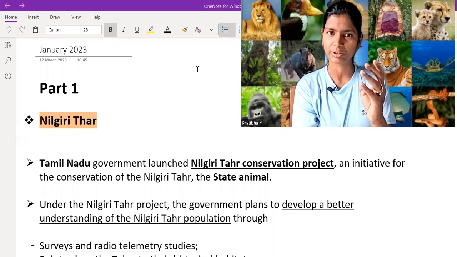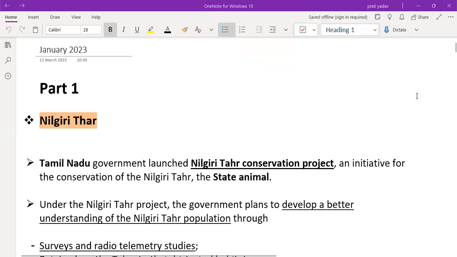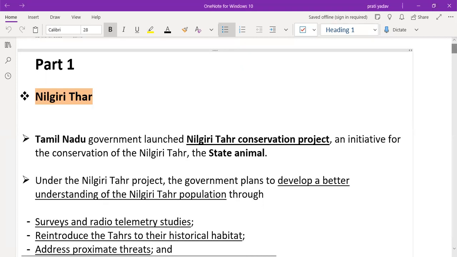In GS3, we know that environment and ecology, biodiversity, economic development, security, disaster management, these six topics are there. So in this video, I am going to talk about environment, ecology, biodiversity. So let's discuss today's topic. First one is Nilgiri Thar.